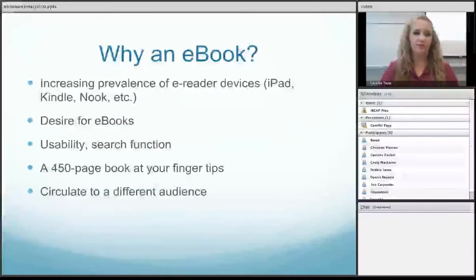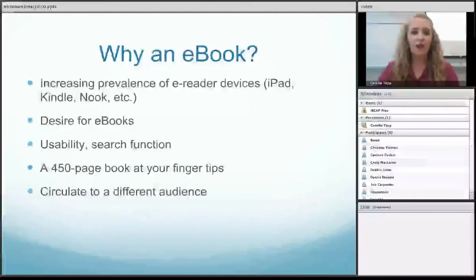Okay, so the first question that we wanted to ask was, why an ebook? We had seen that a lot of people had iPads, Kindles, Nooks, whatever type of e-reader, and we're using them a lot more. So students are using them to study. I know my parents are using them for bringing their books with them wherever they are. So it was a lot more common to see e-reader devices.